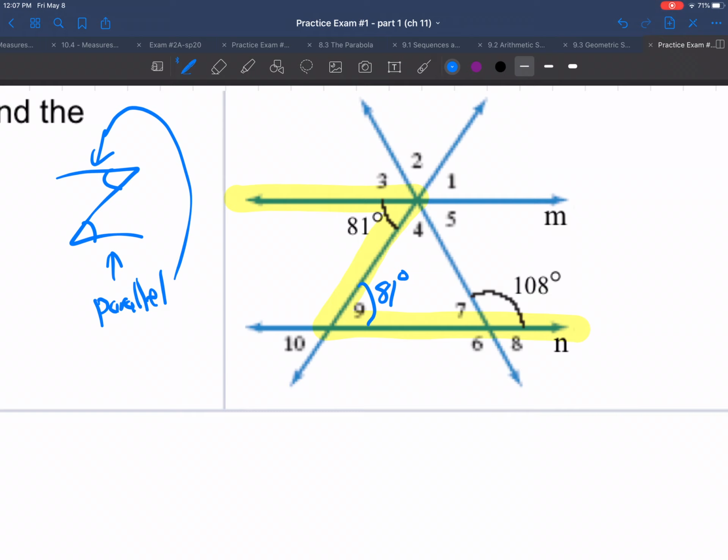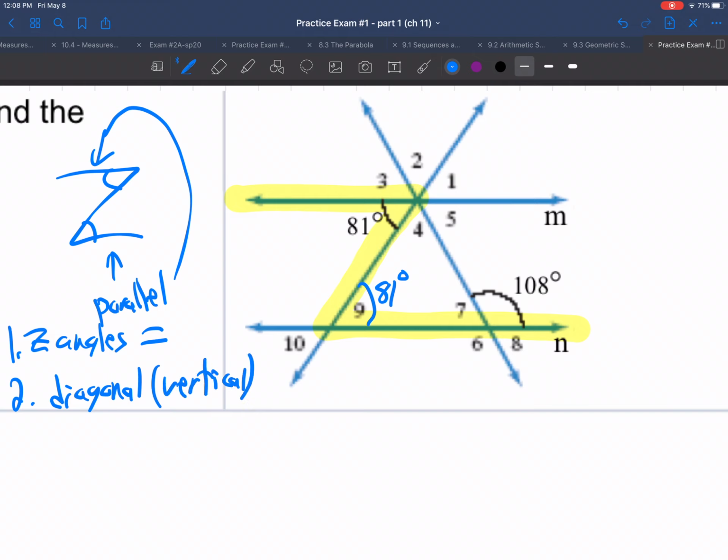Okay, so let's go forward. So that's 81. Now we also know that diagonal angles are equal, right? So if you have parallel lines, step number one, Z angles are equal. Two, diagonal. The official word is vertical. They're called vertical angles, and they are also equal.